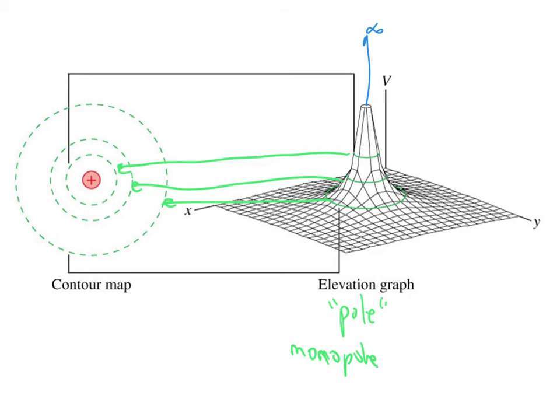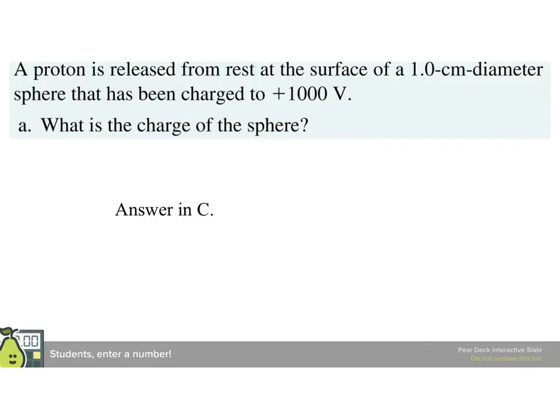All right, a proton is released from rest at the surface of a 1 centimeter diameter sphere that has been charged to plus 1,000 volts. What is the charge of the sphere? One really important thing to note here, which is easy to miss, is that it's a diameter. So this is really a radius of 0.005 meters. Also, it's a sphere. So we know from the shell theorems that it will behave like a point particle.